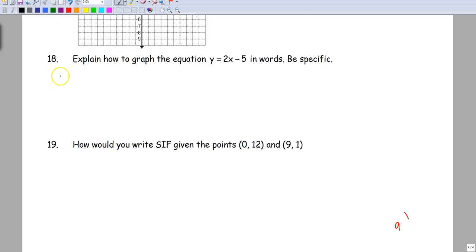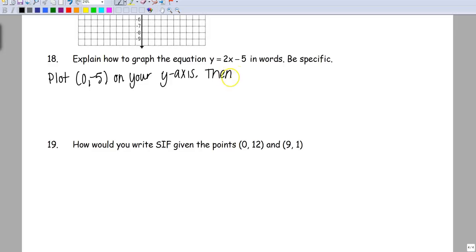So what I'm looking for is something like this. Plot 0, -5 on your y-axis. Okay, I'm specifically saying 0, -5. I'm not saying the y-intercept. You're welcome to use that word if you want, but I'm being specific about what the y-intercept is.